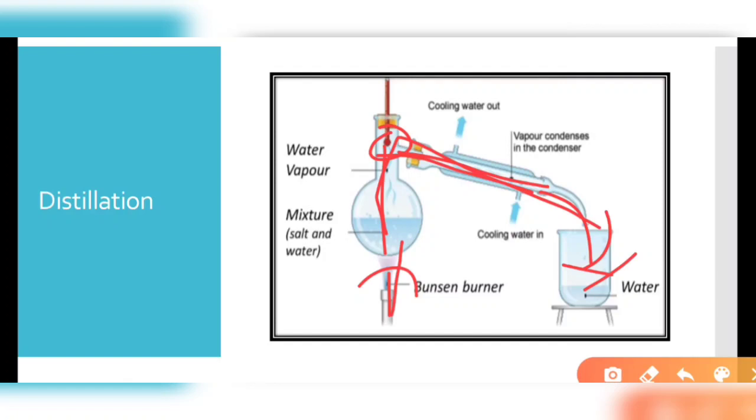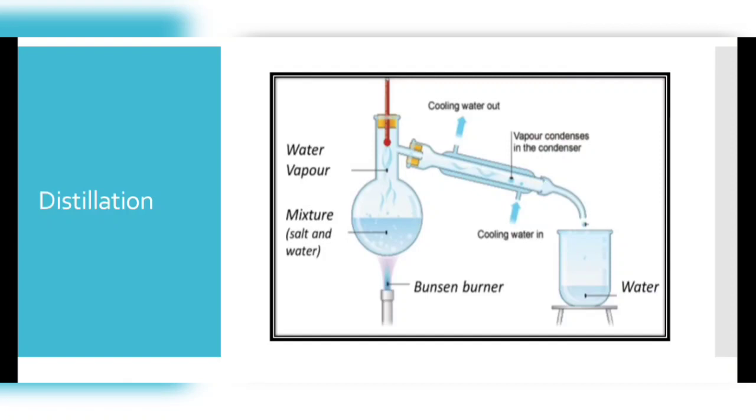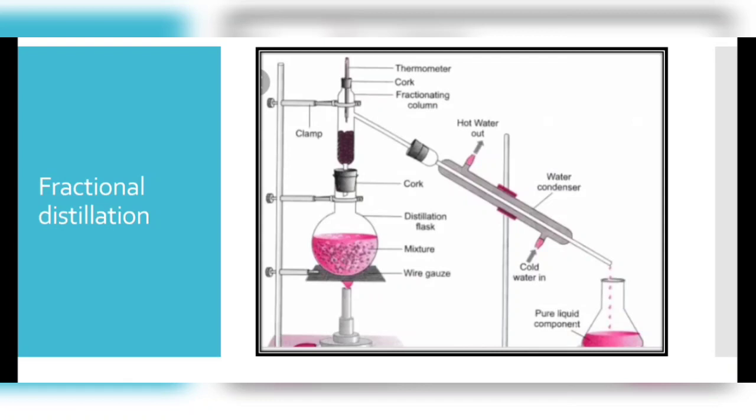For mixtures whose boiling points differ by 25 degrees Celsius or more, we can use the simple distillation process. But if the difference in boiling points is much lower than that, then we need to use another technique similar to distillation, called fractional distillation. The whole setup is similar to simple distillation, but with one difference: we use a fractionating column, the fractional distillation column.